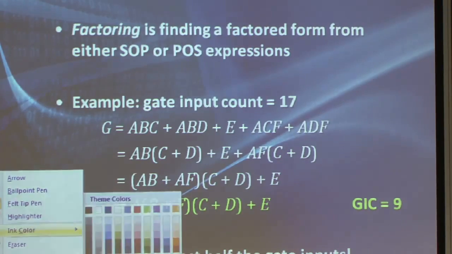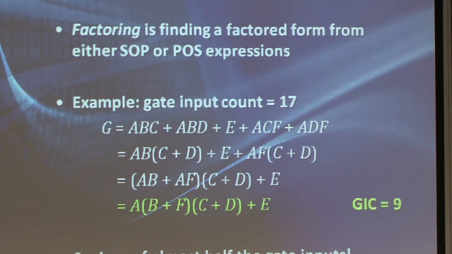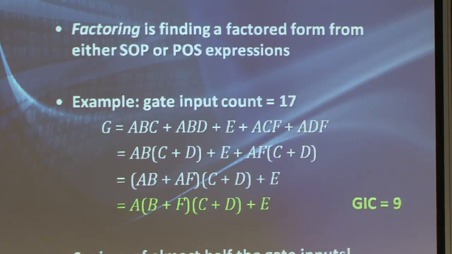Am I on yellow? I'm on yellow. Do you want me to go through how I come up with 17 out of this expression? Yes. Yes. Let's do that.